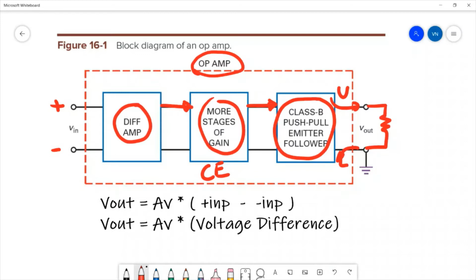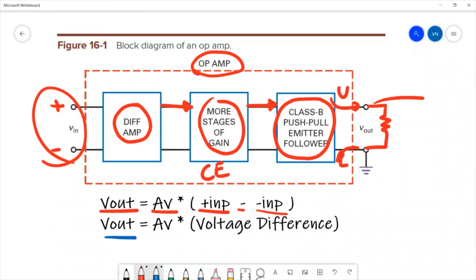The output of a differential amplifier, what it is amplifying is, here it has two inputs, and what you get on the output here is the difference between the inputs multiplied by a gain factor. So the output is equal to the gain value times the positive input minus the negative input. Another way of saying that is V out is a multiple of the voltage difference between the two inputs.